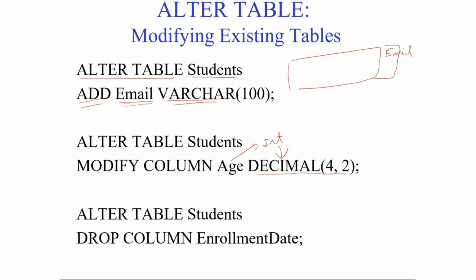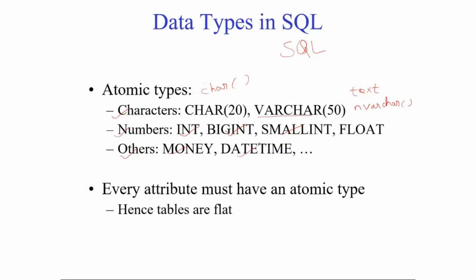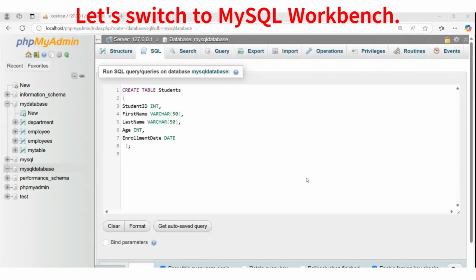Then after that you realize that this enrollment date is not required. So enrollment date is there, and later on you realize that this date is not required, so you can delete this column also, right? So these are the three main commands of data definition language. And this data definition language, obviously the data type will come.